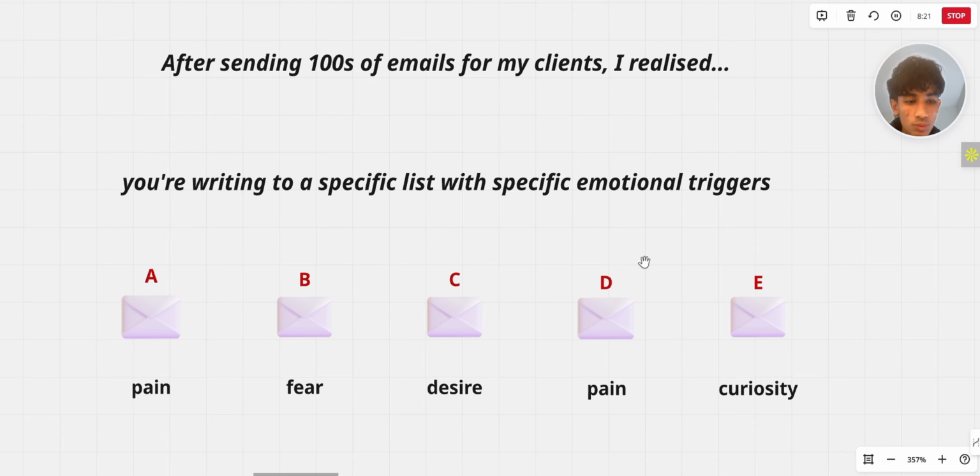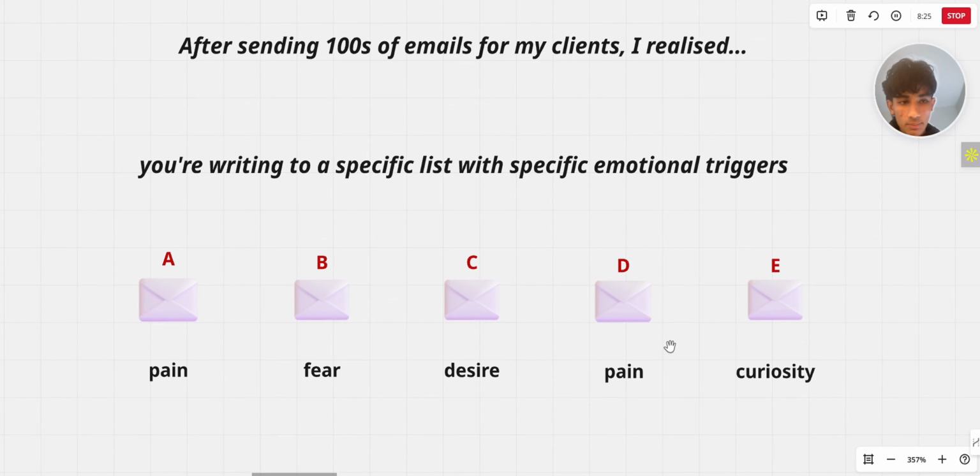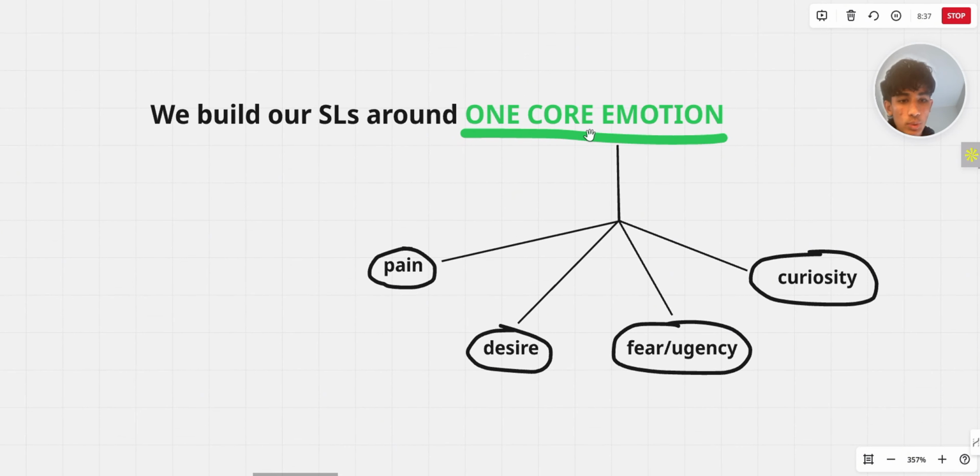The reason this is so important is that we humans make decisions based on emotions. So we have to tailor our emails to each different list and each of their specific emotions. And the way that we do that for all of our clients is we build our subject lines and our emails in general.